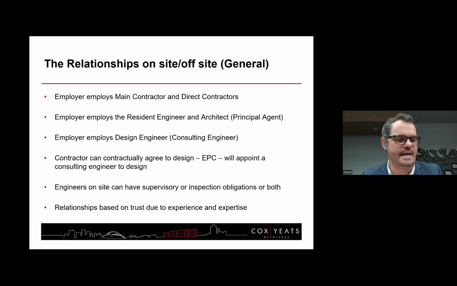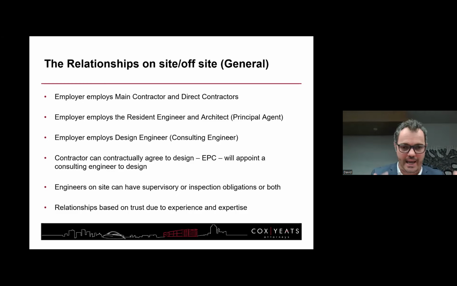And again, I sadly only have 25 minutes. But the design doesn't necessarily come from the employer. I may, as the employer, want a large warehouse, and I may go out to market and look for people to build my large warehouse. I may go to an engineer and say, please design it for me.